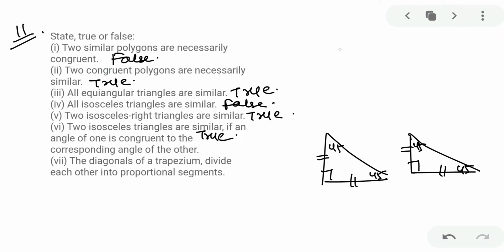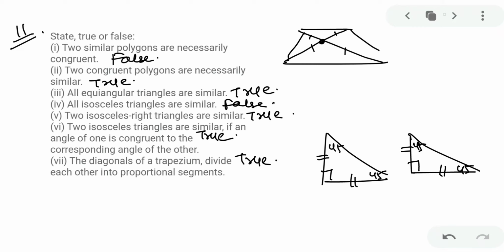For last, you have the diagonals of trapezium divides each other in proportional segments. Yes, my dear kids, trapezium के जो diagonals होते हैं वो proportionate होते हैं. अगर ये trapezium है आपका and these are the diagonals, they are intersecting at one point. That means they are dividing themselves in some proportion. Yes, so they are proportional. True. This is also true. Got the point, kids?